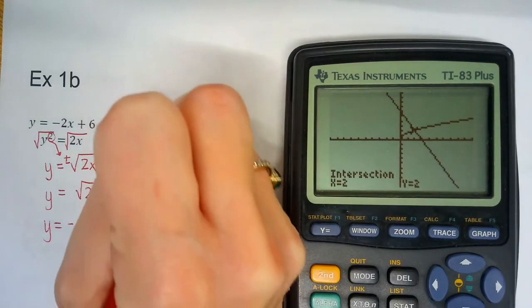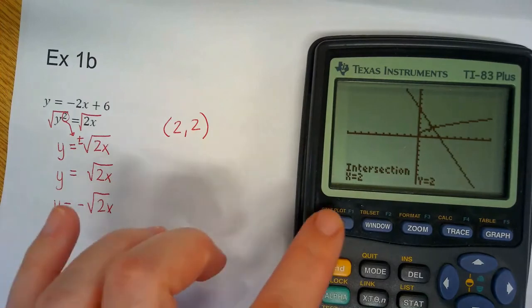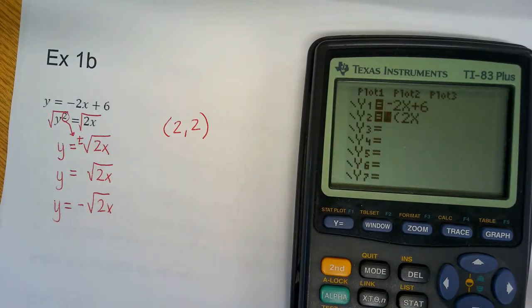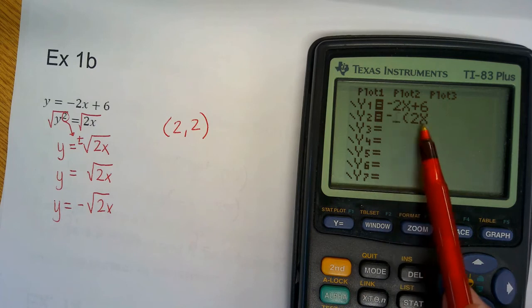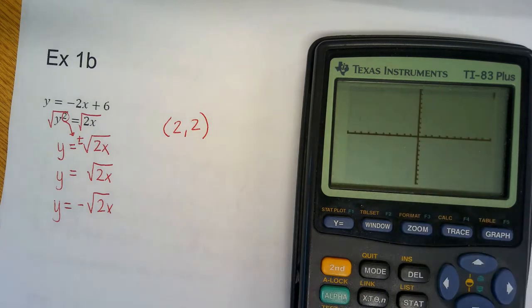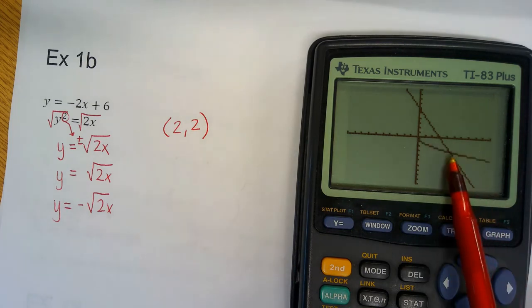Now remember, I only did one of those, so I'm going to need to go back to my y equals, and I'm going to need to put in that negative for that square root. So I just inserted, but you can just type right over it. So negative square root of 2x. Go back to your graph again, and now you should have a curve going this way and find that intersection as well.